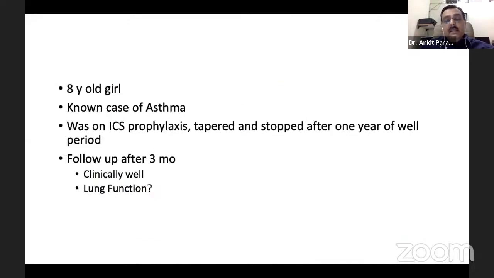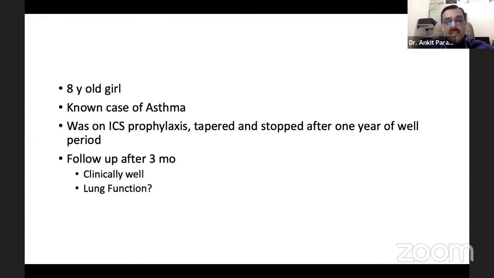And similarly, this 8-year-old girl who is a known asthmatic was on ICS prophylaxis. It was tapered and stopped, and the child remained well. So now this child comes in for follow-up after 3 months. This child is clinically well, and the parents ask me, "Doctor, do you think everything is going on well? Do you think the disease is not coming back? Do you think any other thing needs to be done?" I said, yes, a lung function needs to be done, because this child has had persistent asthma for years. And once we have stopped inhaled corticosteroids, things might come back.